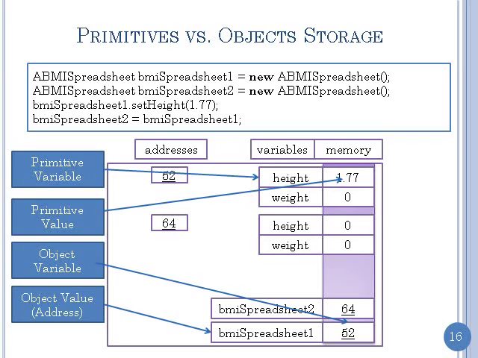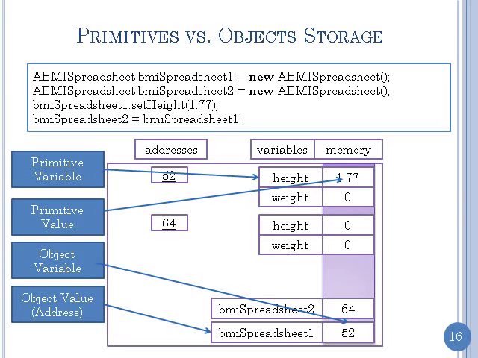This block of memory, and this 64 is pointing to this block. The block of memory itself has got some primitive values in it. Height happens to be a primitive variable, a double variable, so it holds this value directly. If there was an object variable here, it would hold an address to that block of memory.